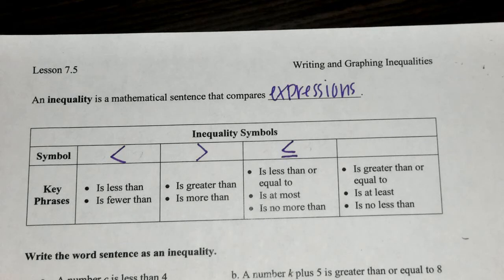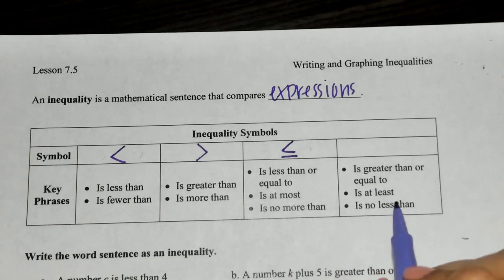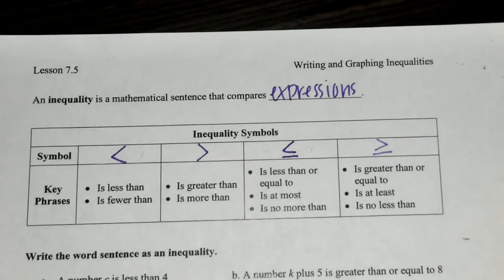An equal sign only has one answer. Mm-hmm. Inequalities have more than one answer. Okay. So this one is greater than or equal to, is at least, or is no less than. So if you see any of those phrases, you'll use this one. So it's greater than, and it has the line underneath.